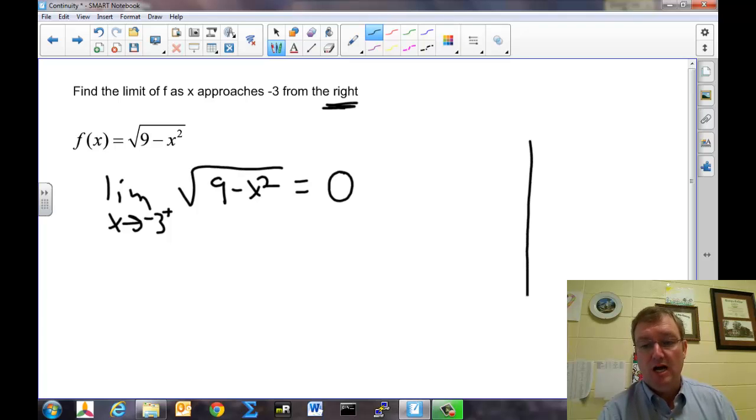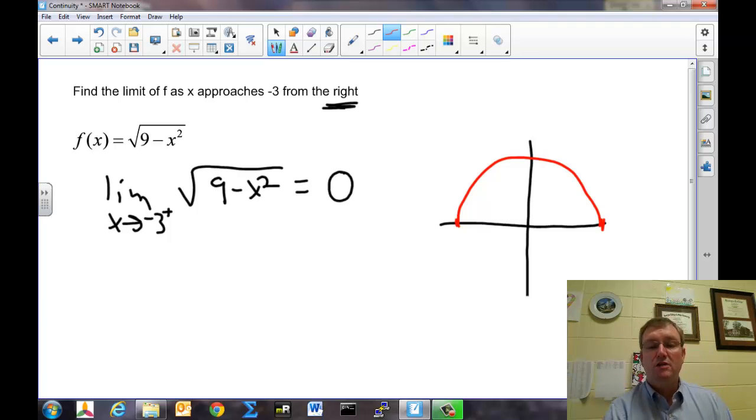Well, let's talk about what this graph would look like. If you were to graph this on your calculator, you would find that this looks like a half circle, a semicircle. This is what you would get for your graph. So why is it important that we only talk about from the right when we're talking about approaching -3? What's true of the function out here at -3.1 or -4?